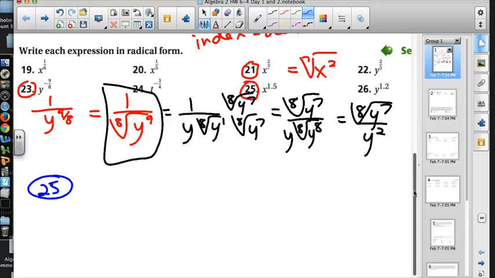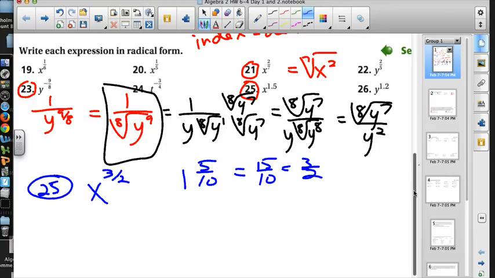All right, number 25, we have x to the 1.5. So you think, okay, 1 and 0.5 would be 5/10. Well, let's see here. If I change that into a fraction, that will be 15/10. And then we can put 5 into both of those. So that will reduce to 3/2. I'm really hoping you didn't have to go through all of that, and you saw 1.5 and you saw 3/2 right away. But you know, that's the process you can use if you didn't see that.